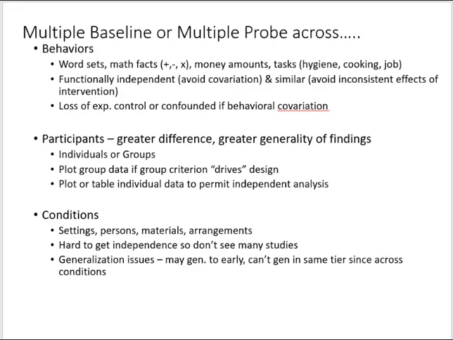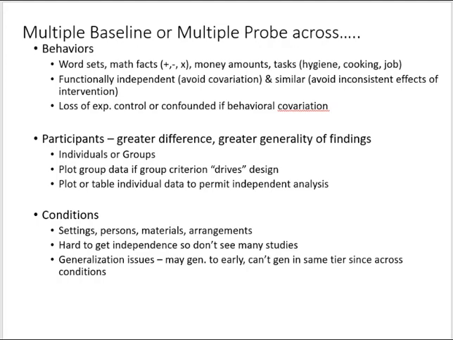We show replication using multiple baseline or multiple probe in one of 3 ways. We can use replication across behaviors, across participants, or across conditions. Multiple baseline or multiple probe across behaviors could be something like word sets or math facts. In this case, we want functionally independent behaviors. So different words in those sets or different facts in those sets, but we want them to be similar, perhaps of equivalent difficulty, same number of syllables, same level of challenge with the encoding or decoding of those words, to avoid inconsistent effects in the intervention.